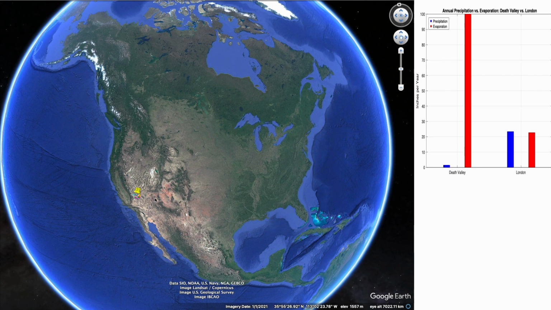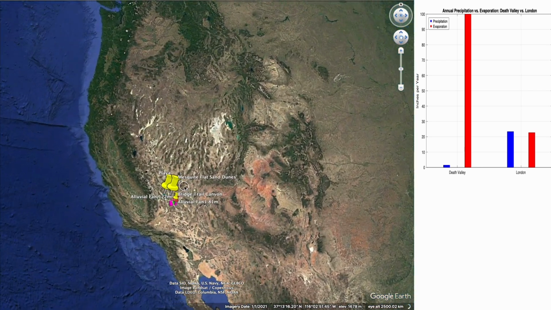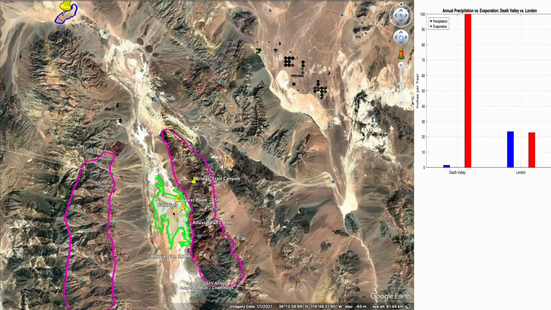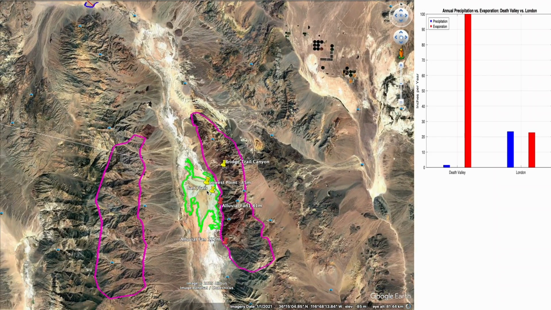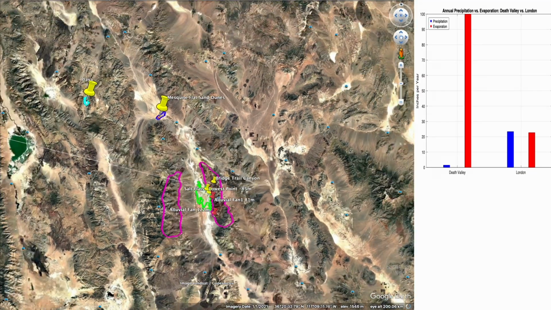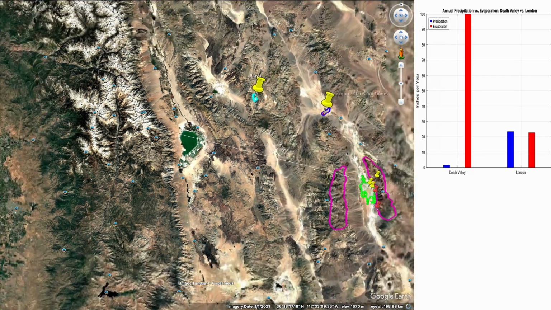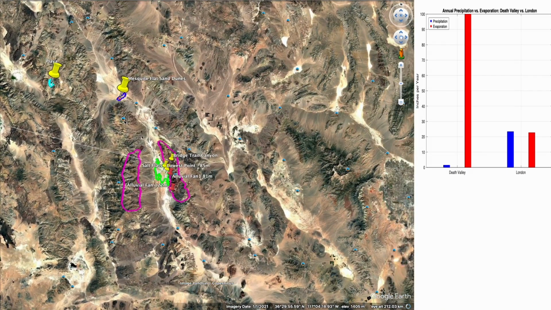Death Valley is located in California and is the lowest point in North America, sitting at 86 meters below sea level. This unique location is a part of a rain shadow zone, meaning that the area receives very little rainfall, making it an extreme desert environment.